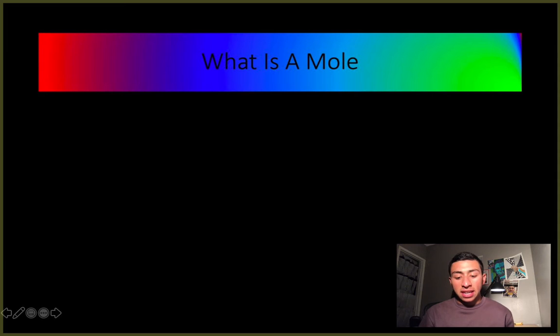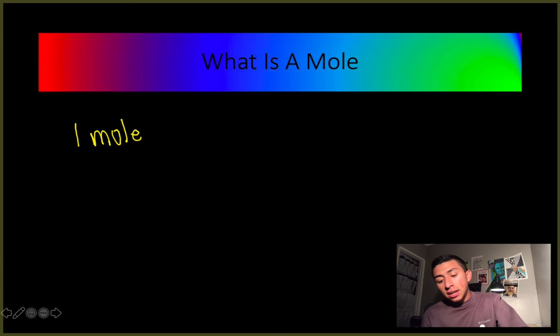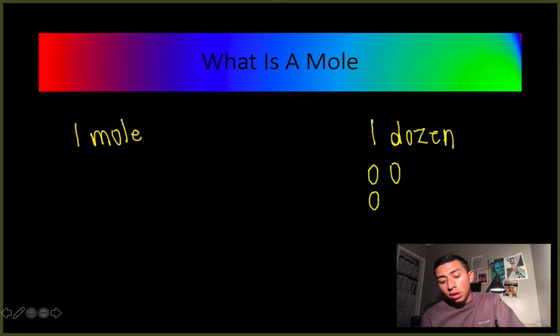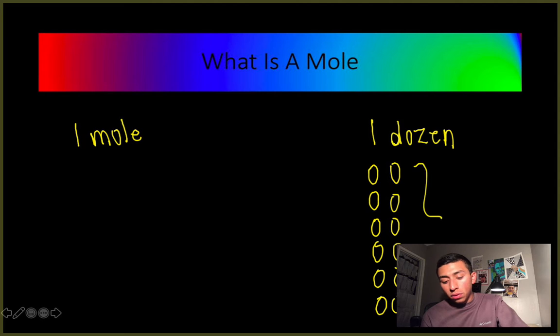And let me explain it like this. This is how I was first explained it. Listen up. So 1 mole is an amount of something. It's just like saying 1 dozen, right? So if I have 1 dozen donuts, we have 1, 2, 3, 4, 5, 6, 7, 8, 9, 10, 11, 12 donuts, right? We have 12 donuts. That is the equivalent of 1 dozen donuts.